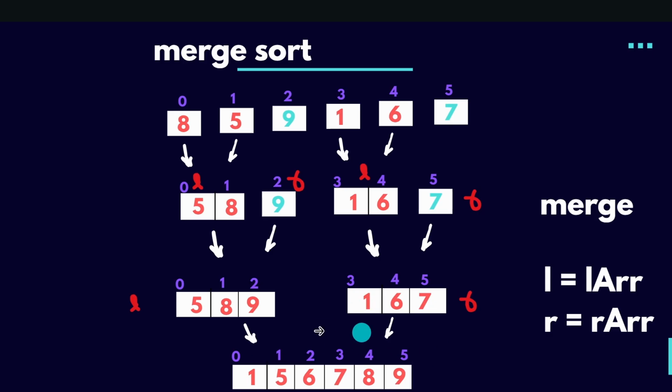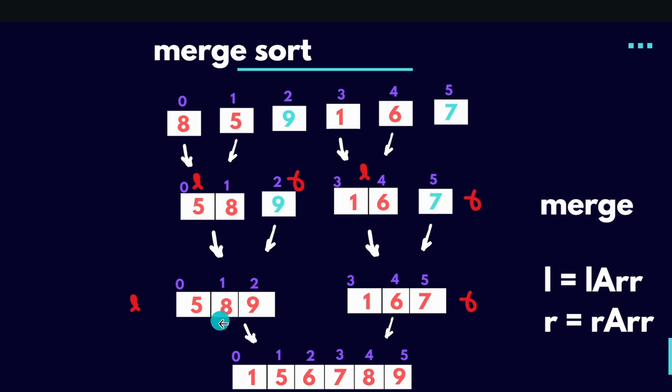Okay. So the left array of 0 is 5 and the right array of 0 is 1. Basically compare both of them. So 1 is smaller, so place it here. Then increment the right array, and after incrementing you are going to compare this 6 and 5. As 5 is smaller, you are going to place the left array of 0 here. After that, you are going to make sure that the left array is incremented.